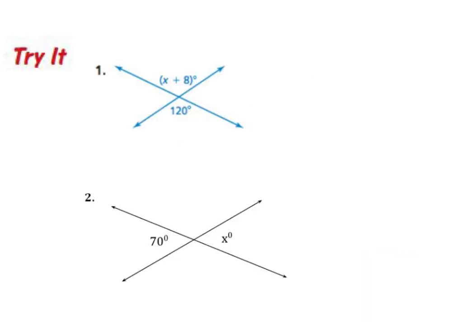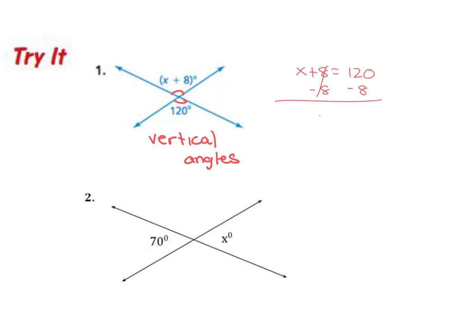Now you try it. When you're ready, push play and I'll talk you through the answers quick. So for the first one, we know that these are vertical angles. And so we'll take x plus 8 and set it equal to 120, because we know this top angle and this bottom angle are the same or equal. Take away 8 from both sides. So x is 112. If we substitute that back in, 112 plus 8 is 120. So we know we got it.